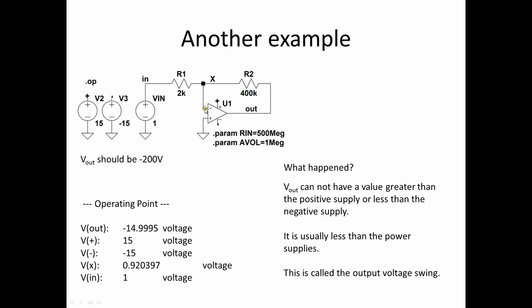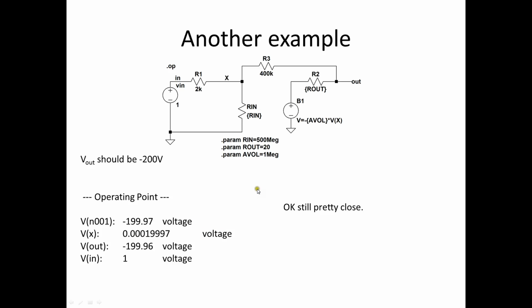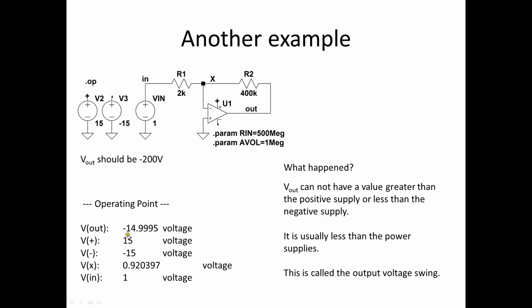Well, let's run it with the op-amp model. Vout should be minus 200 volts. We run it, and Vout is minus 14 or almost minus 15 volts. What happened? Over here, our calculations showed that it should be very close to minus 200. Now something has happened here. Notice Vx is 0.92, which is about 1 volt. Vx equaling 0 is not a valid assumption anymore.